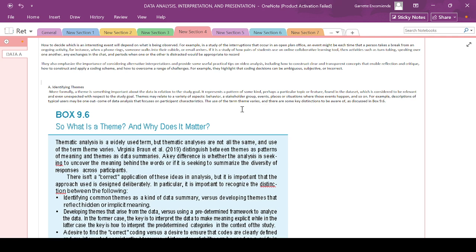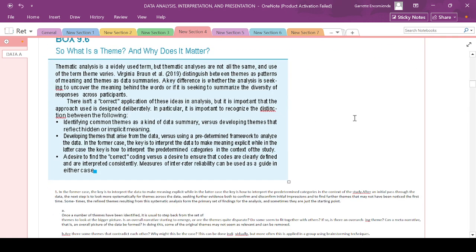So it could relate to aspects of behavior or stakeholder groups, events, places, or situations where those events happen, and so on. Kind of like the heuristics for observation. For example, a description of typical users may be one outcome of data analysis that focuses on participants' characteristics. So a theme may be focused on participants' characteristics. The use of the term theme varies, and there are some key distinctions to be aware of, as discussed in Box 9.6. So what is a theme and why does it matter?